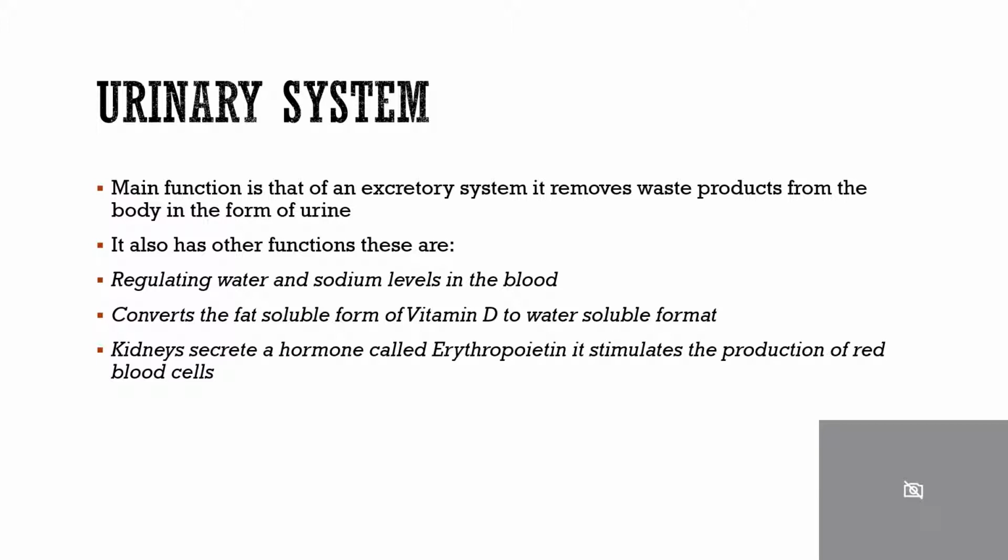These are regulating water and sodium levels in the blood, converting the fat-soluble form of vitamin D to a water-soluble format, and the kidneys secrete a hormone called erythropoietin. It stimulates the production of red blood cells.